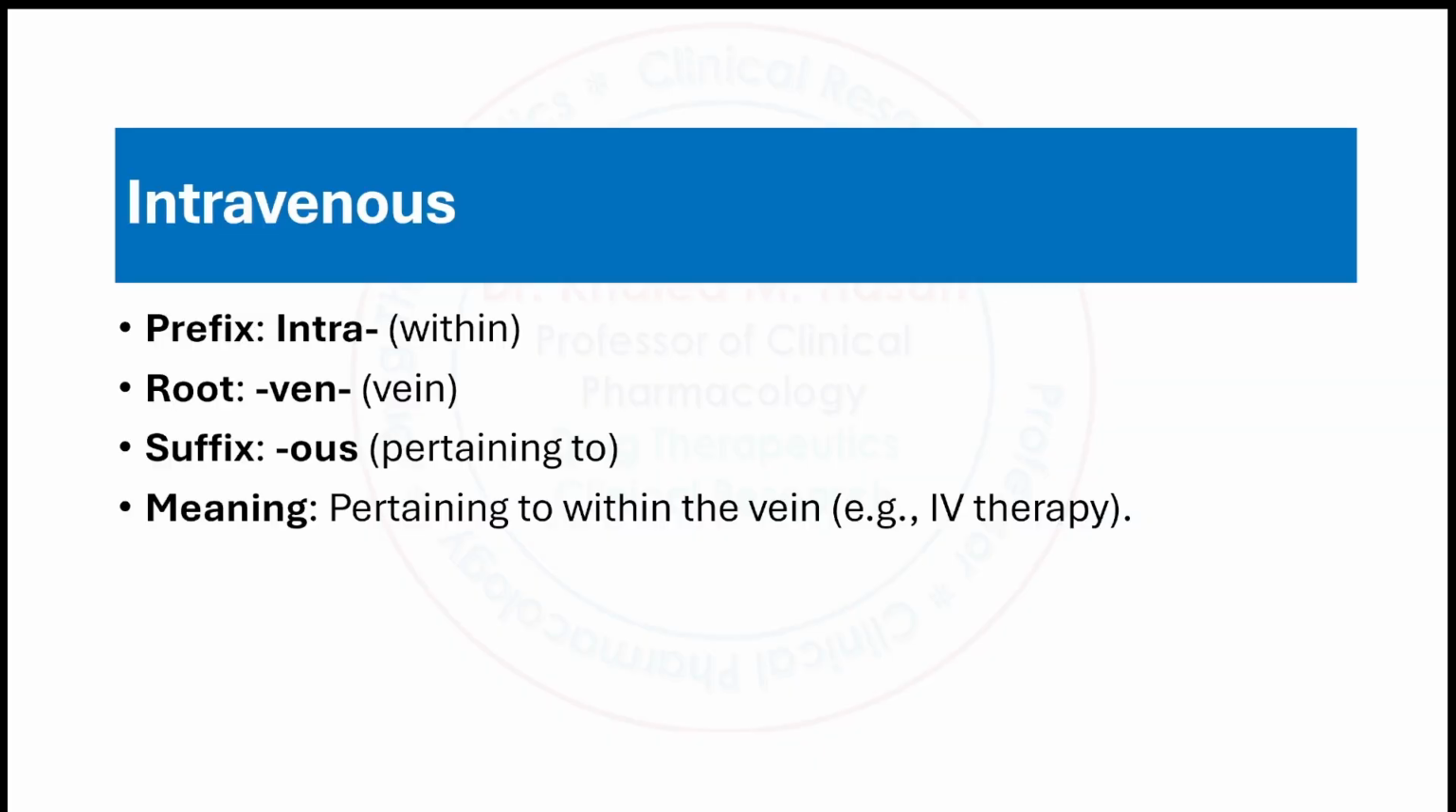Okay, next word, intravenous. Intra as a prefix means within, the root is vein, related to the vein, and ous as a suffix means pertaining to or related to. So the prefix intra, root vein, and suffix ous meaning pertaining to. The meaning is pertaining to within the vein. IV therapy, intravenous therapy.